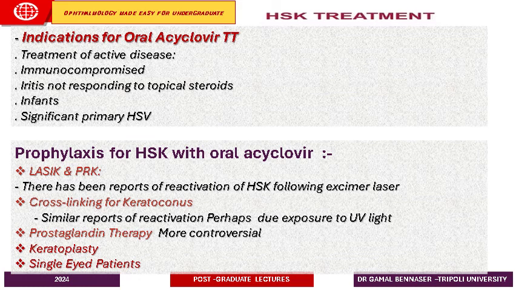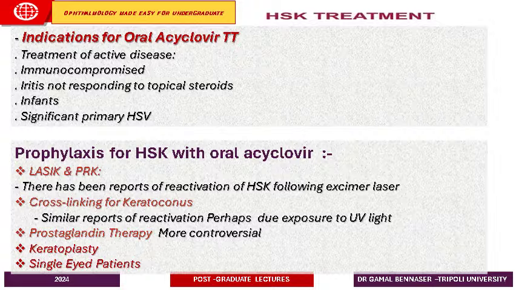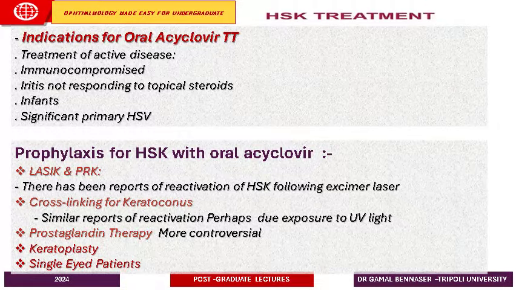Also, before and after keratoplasty, when you do a keratoplasty for a patient with a history of herpes simplex, you have to keep him on prophylactic doses of oral acyclovir. Finally, a single-eyed patient with a history of herpes simplex, it is better to keep him on prophylactic doses to prevent recurrence of herpes simplex infection in a single-eyed patient. So this is the indication for treatment as well as the indication for prophylaxis using oral acyclovir.